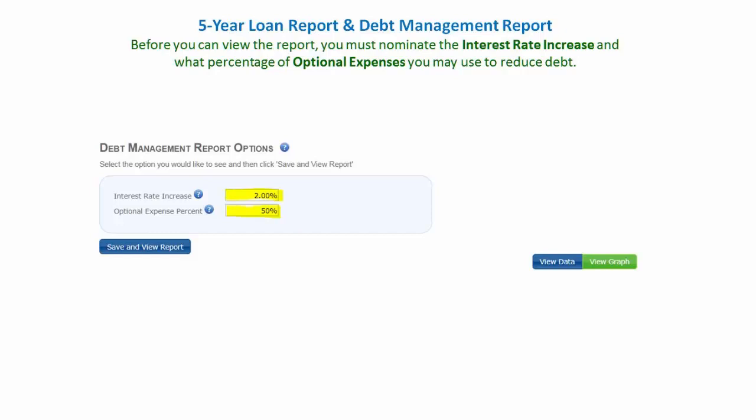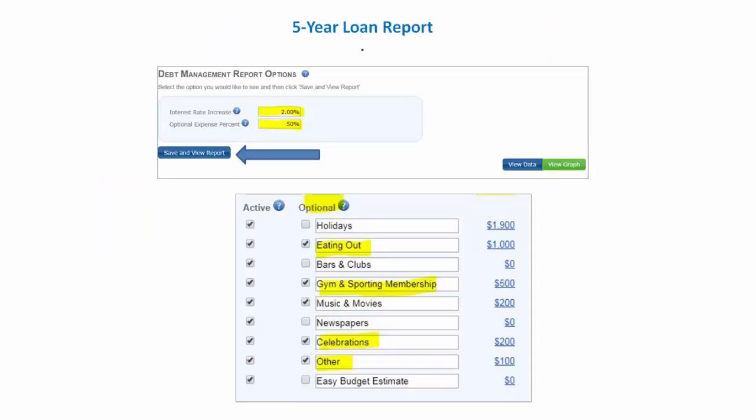Two of the strategies are evaluating the effect of a rise in interest rates and how one could reduce debts by applying a percentage of optional living expenses for a short time. Optional expenses are those expenses which have been ticked as optional in the personal expenses and are those one could not spend if a person's income was restricted for any reason. Before the report will open, the user may change the default settings of a 2% rise in interest rates and apply 50% of optional expenses to the reduction of debt over the next 5 years. The report will not open until the button Save and Review Report is applied.